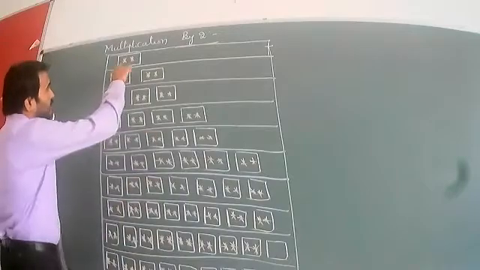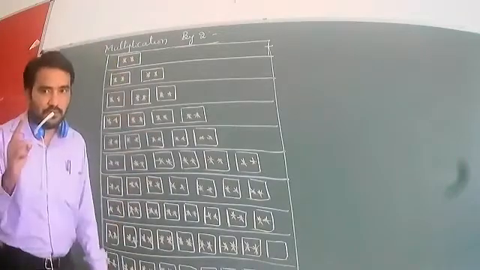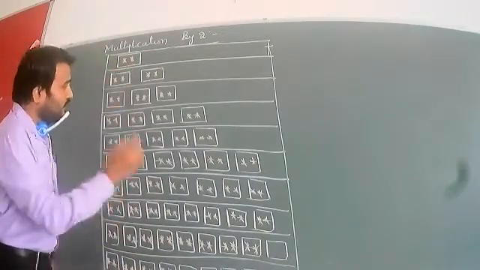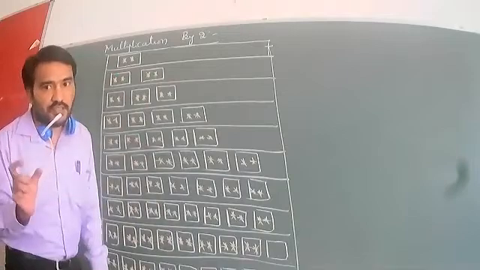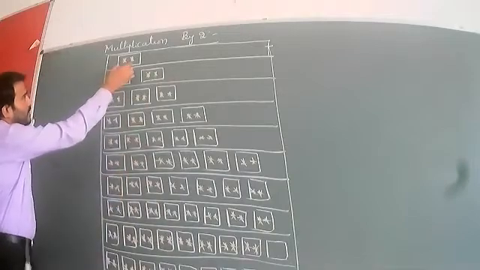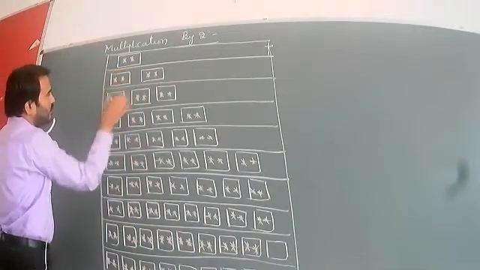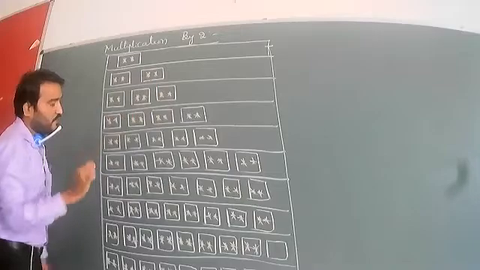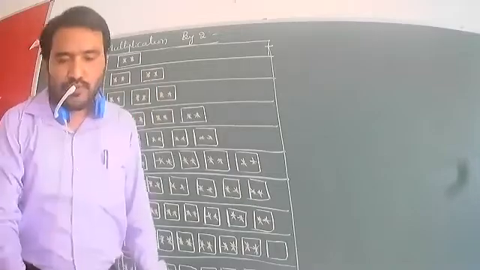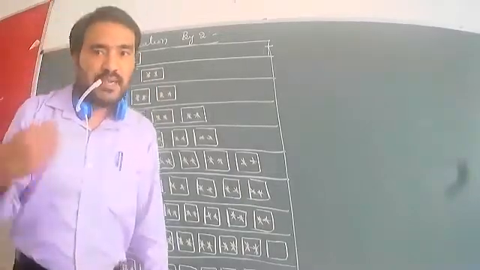How many times is it repeated? Each box has two stars. Here 2, here 2, here 2. Each box having 2 stars, so we can find the answer using the multiplication rule.